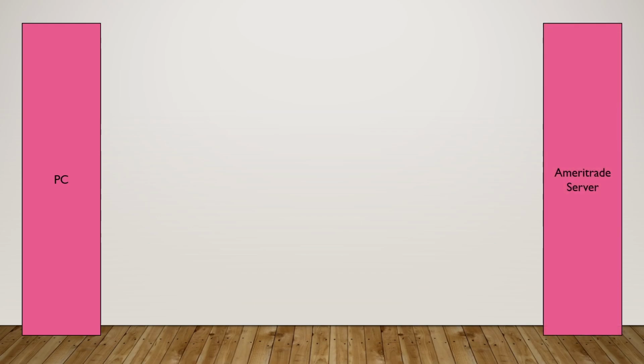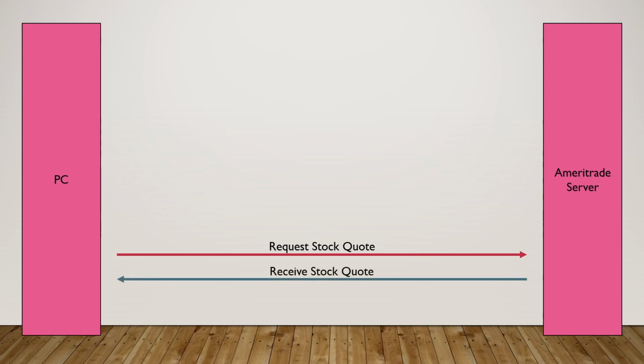So firstly, here we are on our PC, and here is the Ameritrade server. What we'd like to do is to make a request to the Ameritrade server for a certain stock quote, and we would then expect to receive the stock quote, the price, right? Now, Ameritrade only provides this service to its members. So what it needs then is proof from us that we are an account holder. So there is something called a bearer token that we also need to send with our request.